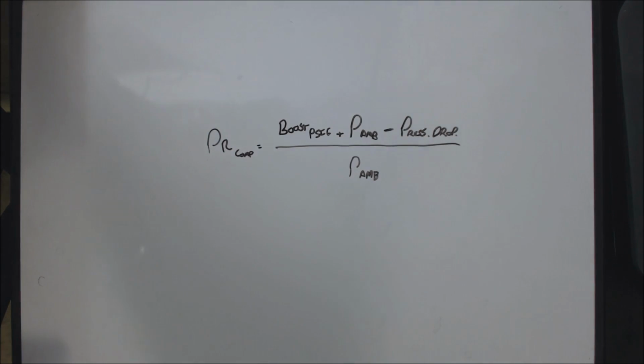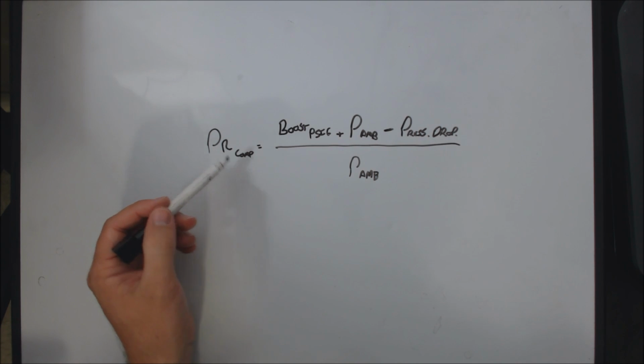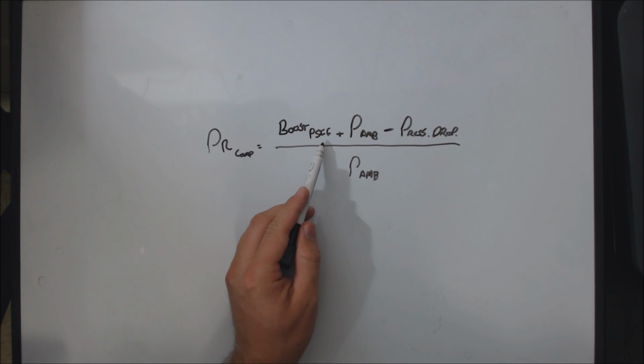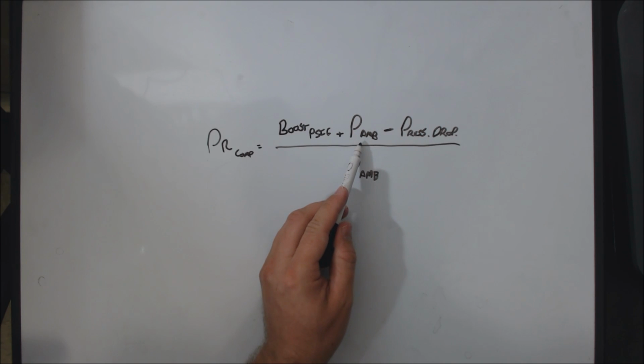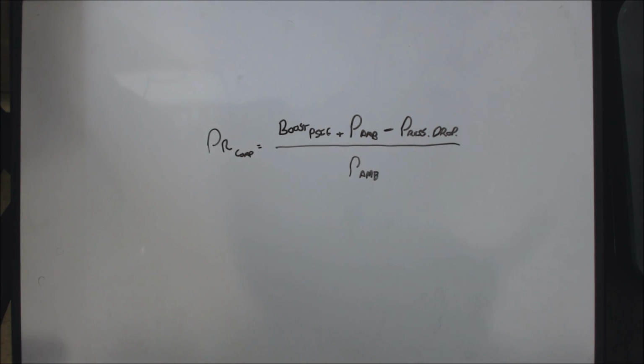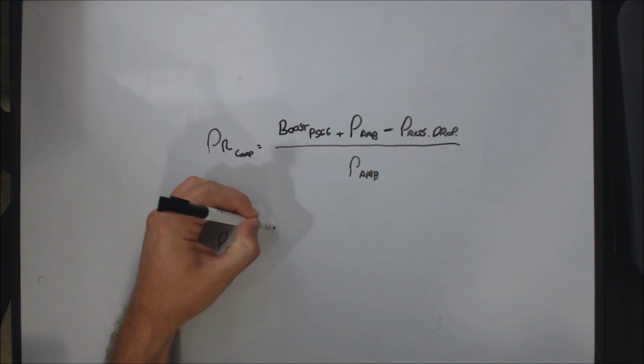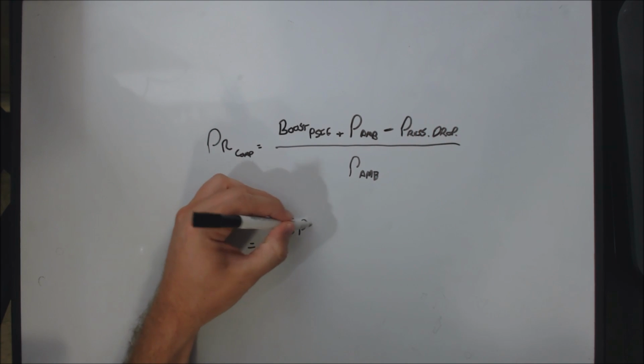And so I want to figure out the pressure ratio of my compressor, and I'll use the formula as follows. With this equation, I said the pressure ratio of my compressor is equal to the boost of my compressor plus the ambient pressure, at sea level for instance 14.7 psi, minus the pressure drop, divided by ambient pressure. That's to say that my pressure ratio for my car would be 15 psi boost.